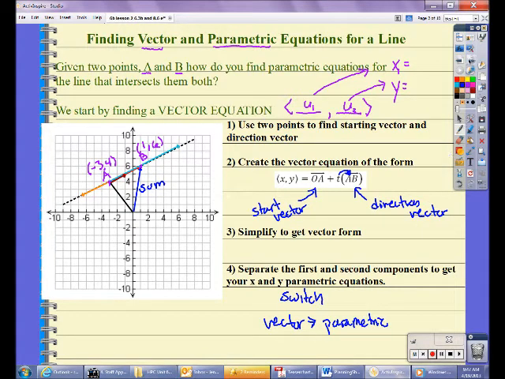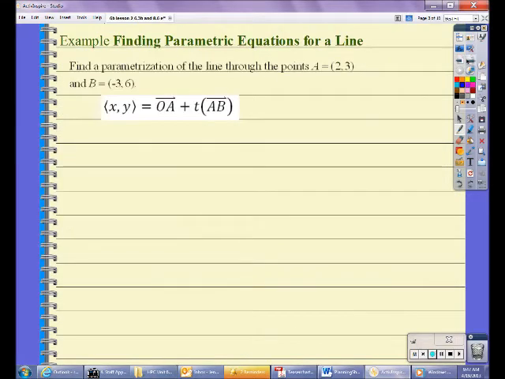Let's see what that looks like in an actual problem. We're going to find the parameterization of the line through points A equals 2, 3, and B equals negative 3, 6. To get a basic idea of that, negative 3, 6 is going to be here. A is 2, 3. So we're going to find our initial vector and our direction vector, and then this is the vector that's going to be shrunk or stretched to get all of the points along that line.